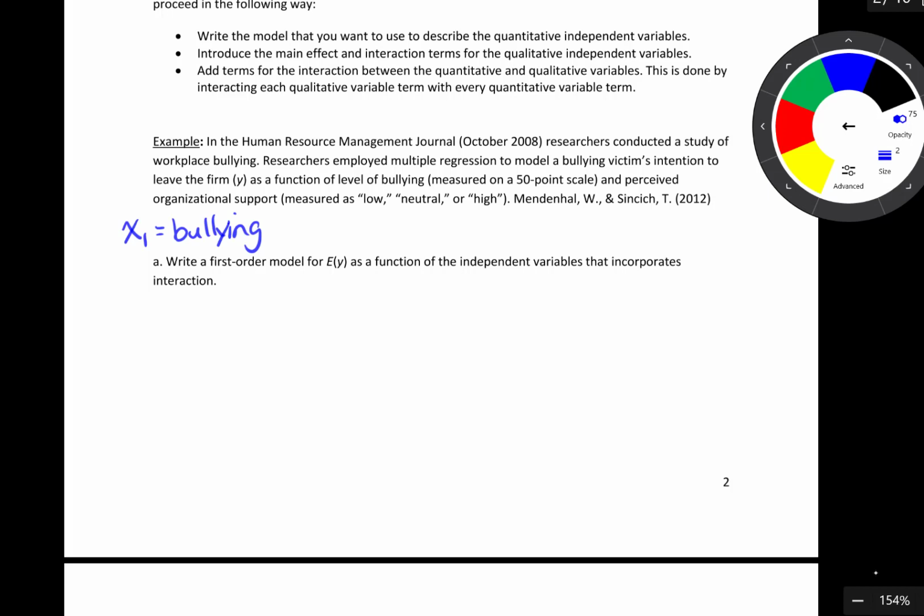And then notice that organizational support has 3 levels: low, neutral, and high. So we're going to need 2 dummy variables. I'm going to use low as the base case or the reference case. So x2 is going to be equal to 1 for neutral and 0 otherwise. And x3 is going to be equal to 1 for high and 0 otherwise.